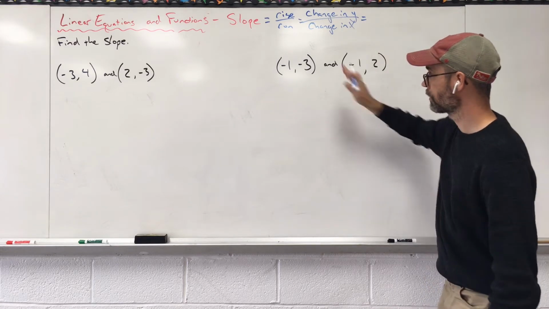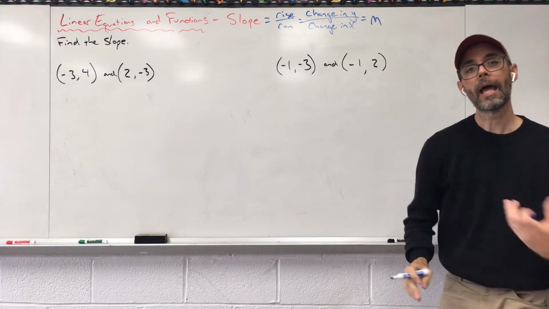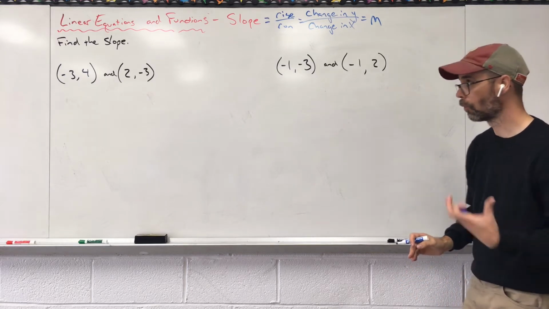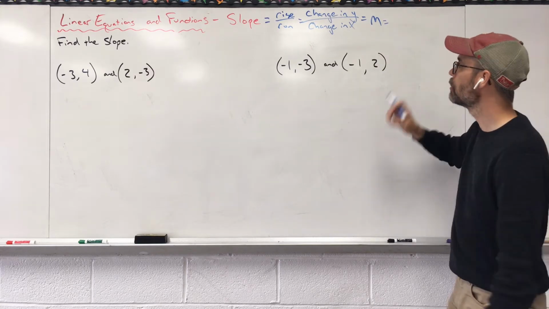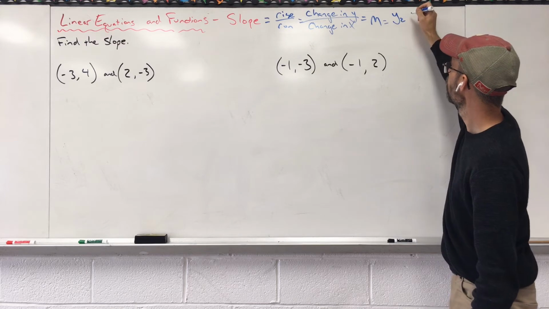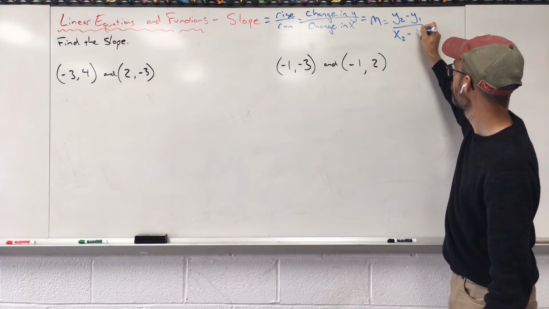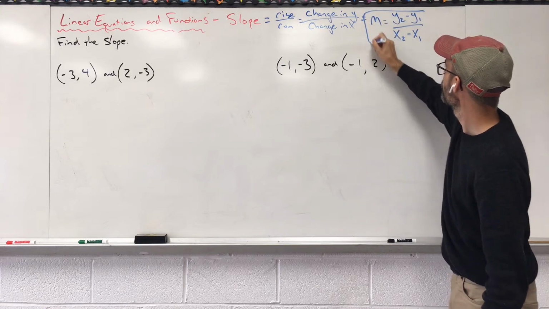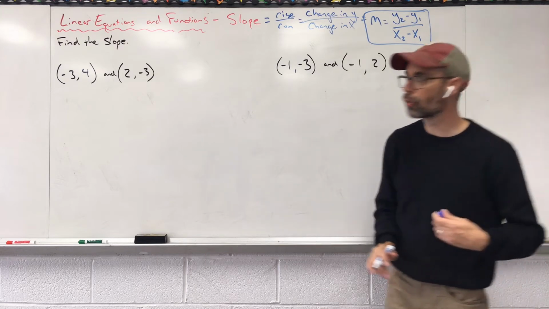Instead of writing the word slope, sometimes we can just say m. M is the abbreviation for slope. And now there's a formula that's key with all of this that makes this a little easier. We use y little 2 minus y little 1 over x little 2 minus x little 1. This formula is key when finding slope between two coordinates.